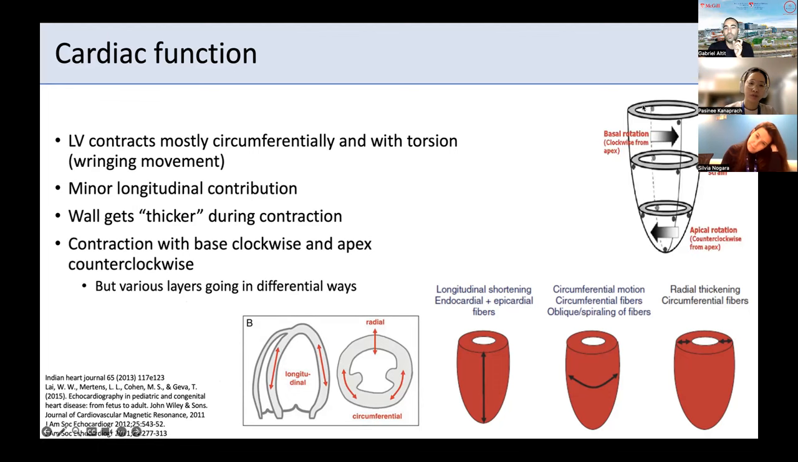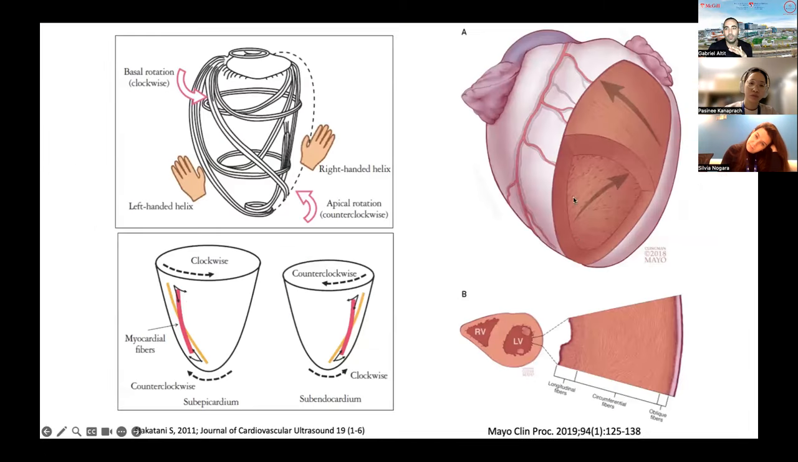And then you get different rotational axes depending on where you're looking at, because there are different layers. So this is just a representation. I'm putting here the actual references that are very good, that are showing that depending on the internal or outer layer of your myocardium, you're going to get different types of rotational properties.